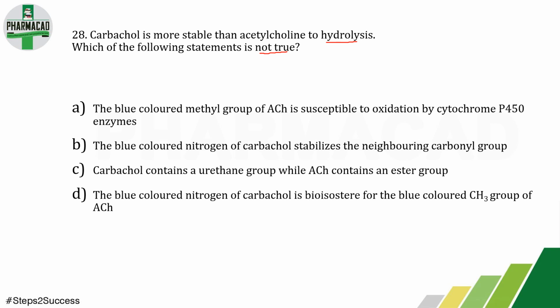The first option is the blue colored methyl group of acetylcholine is susceptible to oxidation by cytochrome P450 enzymes. Next option, the blue colored nitrogen of carbachol stabilizes the neighboring carbonyl group. Next option, carbachol contains a urethane group while acetylcholine contains an ester group. Or the fourth option, the blue colored nitrogen of carbachol is a bioisostere for the blue colored methyl group of acetylcholine. So I hope you all have understood what the four options mean. Let's look at its solution.